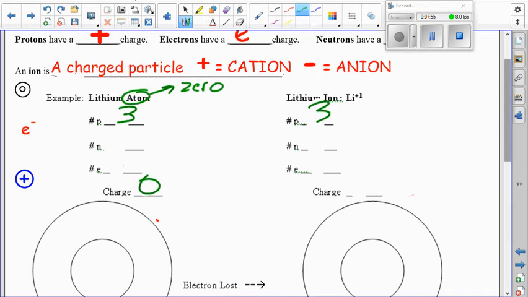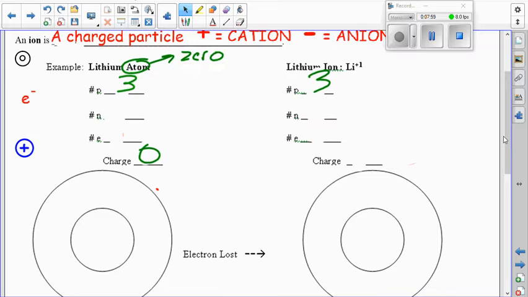Yeah, it's also got 3 protons. So if I'm going to start drawing my picture here, I'm going to plop some protons here in the center. The center is the nucleus, and that's where protons reside. So I'm going to throw a few plus signs in there. You should do that as well.